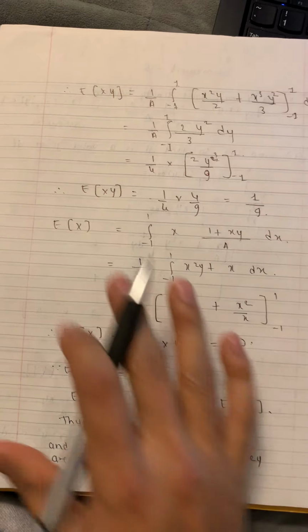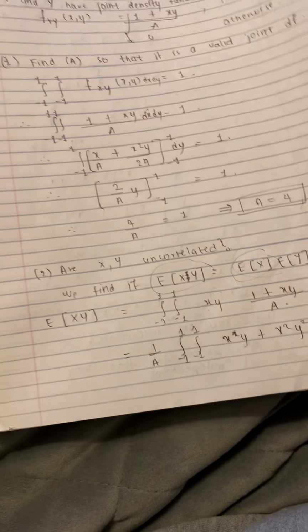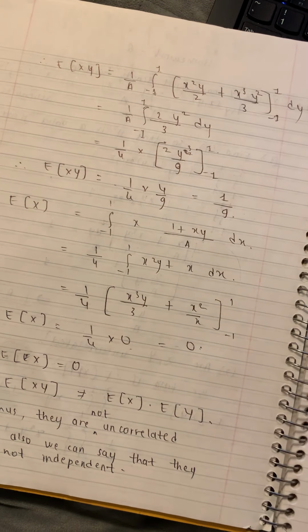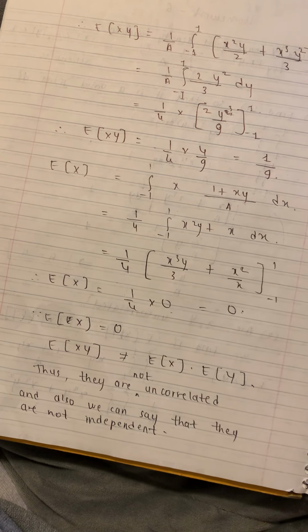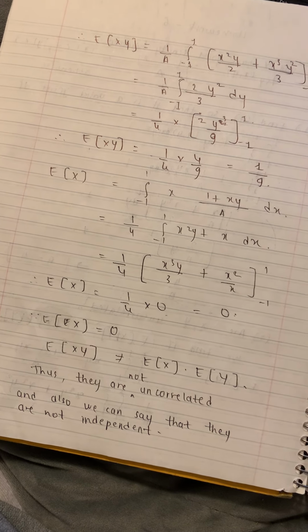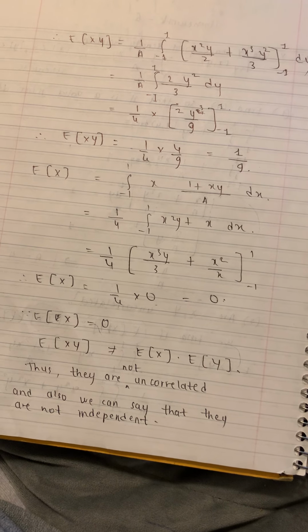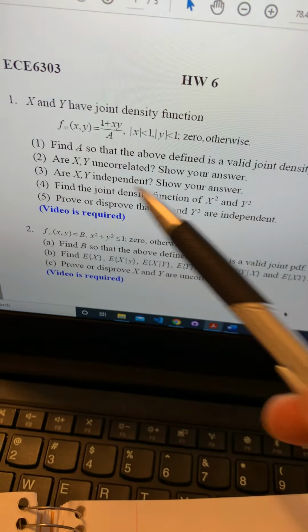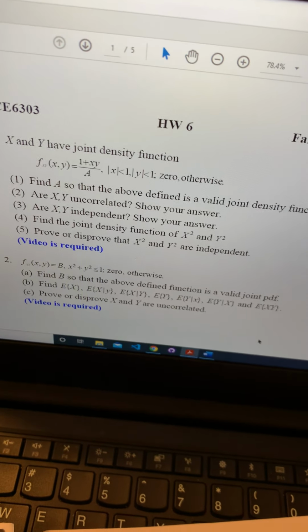Now since E of x is 0, the whole right side becomes 0, and E of xy unfortunately is not 0, it's 1 by 9. So we can say that they are not uncorrelated, and if they are not uncorrelated, this also says that x and y are not independent. So we got the third part, which is that they are not independent. We move on to the fourth part.